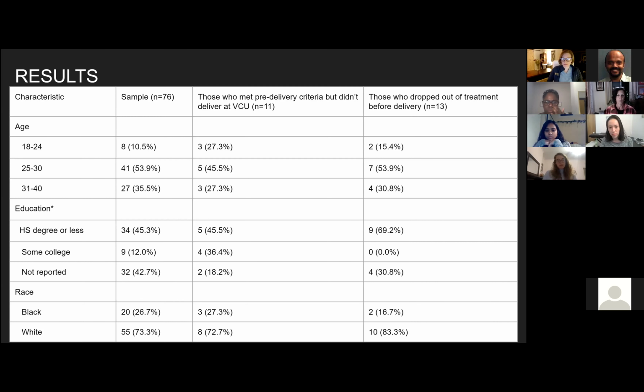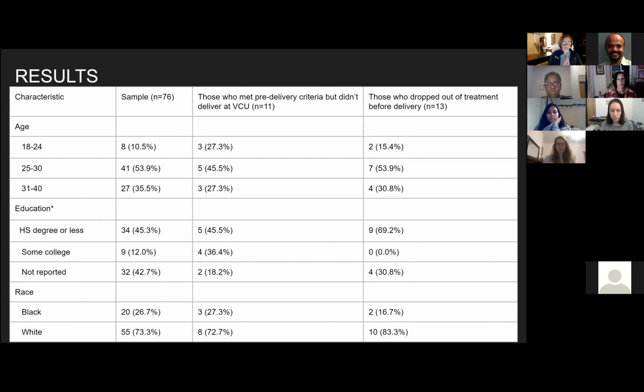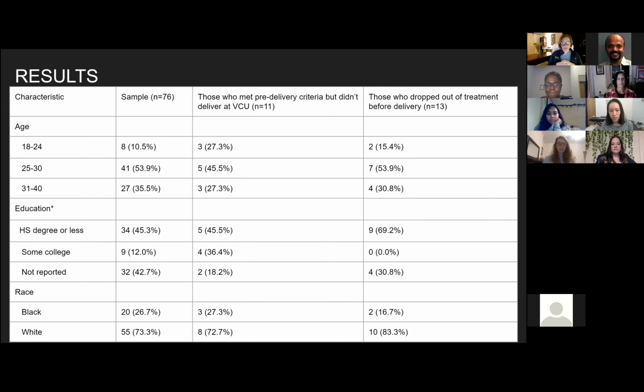And so what we found is that the majority of individuals were 25 to 30 in our sample. So 53% were 25 to 30. This was also the majority for all the other groups. And then the education, it was marginally significantly different between the groups. The p-value was 0.053, so you could consider that significant, but not strongly. And interestingly, there was a lot of unreported data, which makes sense because we're looking at health records, but it does limit the utility of that variable, obviously. But the majority of individuals had a high school degree or less. So 45% of our sample had a high school degree or less, 12% had a college degree.